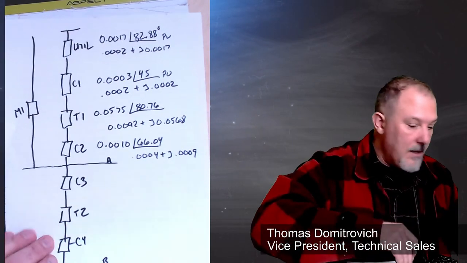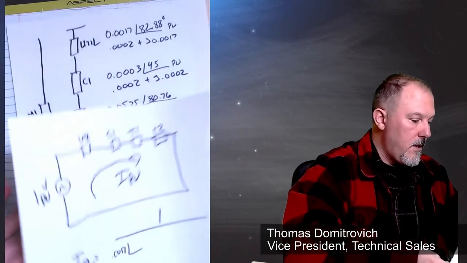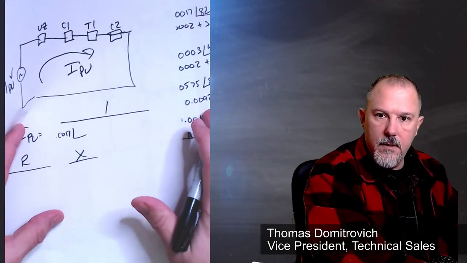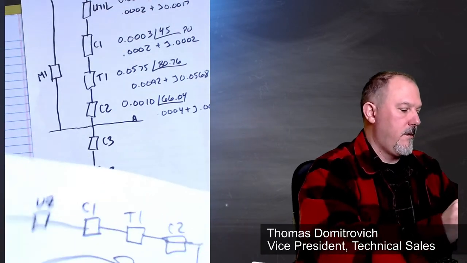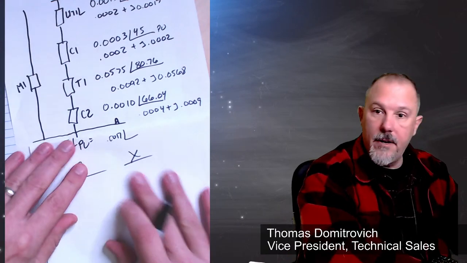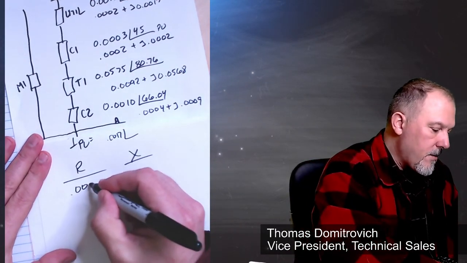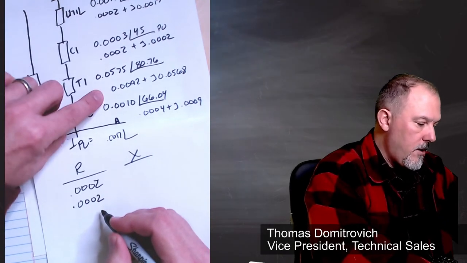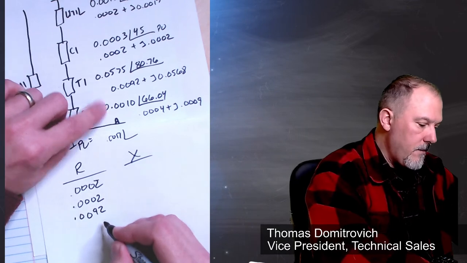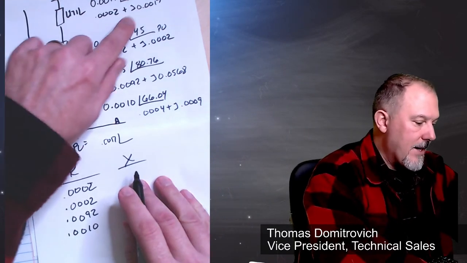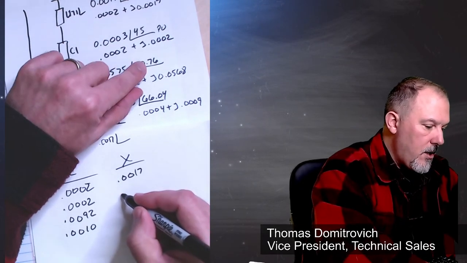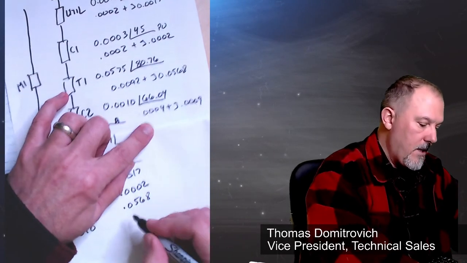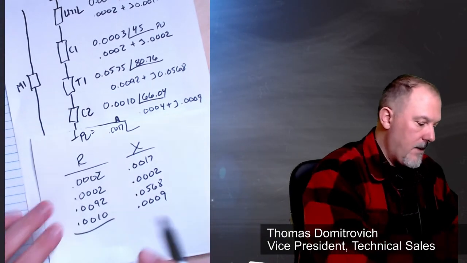So to get the total impedance, R's and X's, all of my R's: 0.0002, 0.0002, 0.0092, 0.0010. All my X's: 0.0017, 0.0002, 0.0568, 0.0009. Add them up.